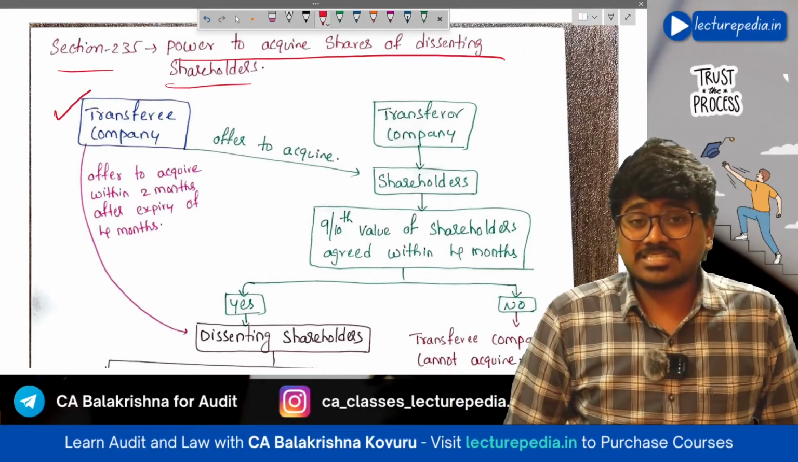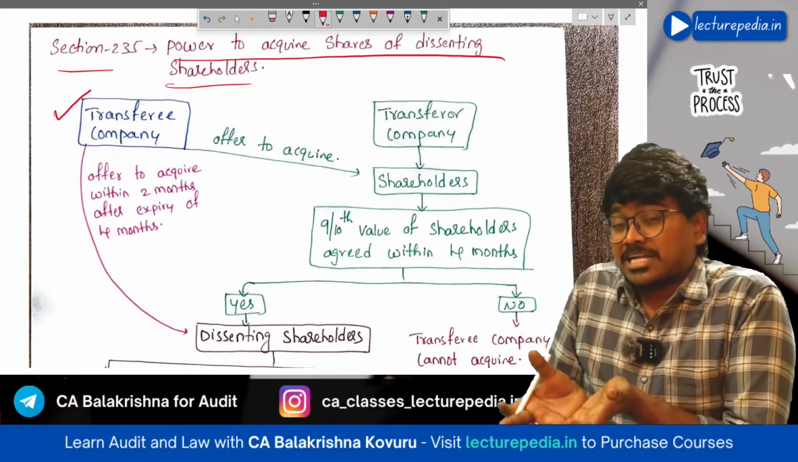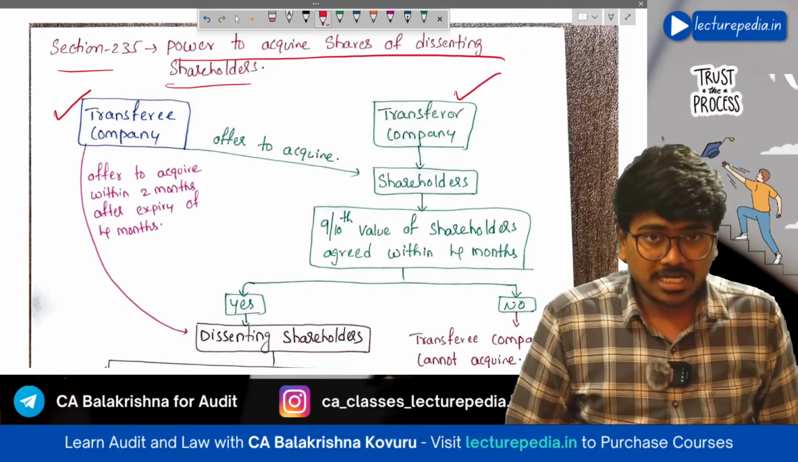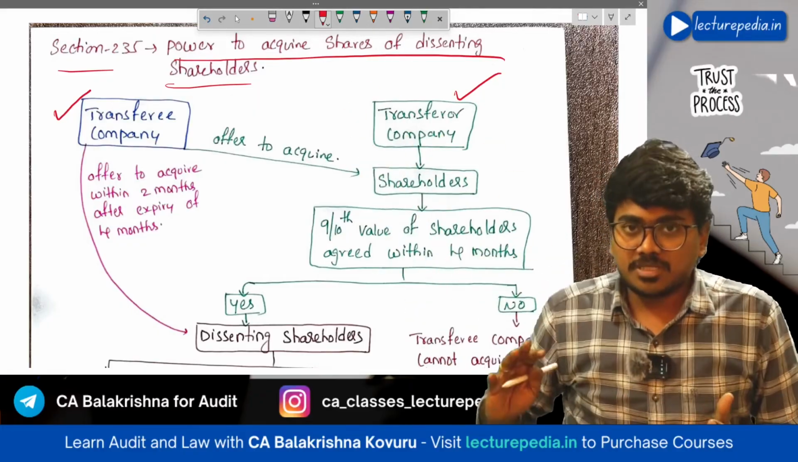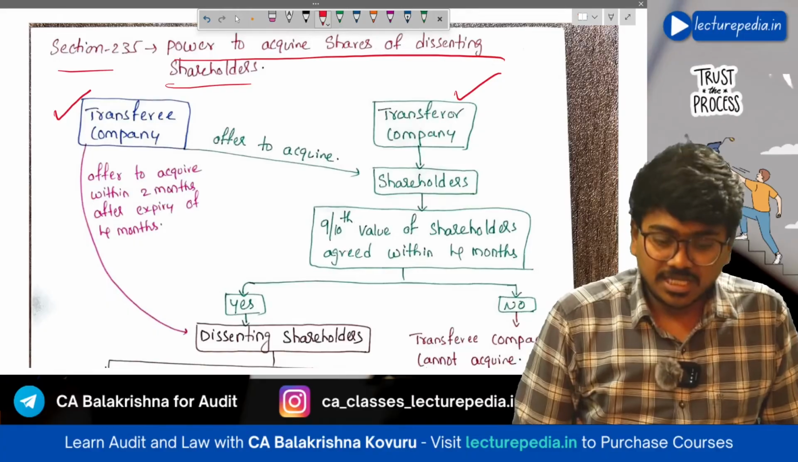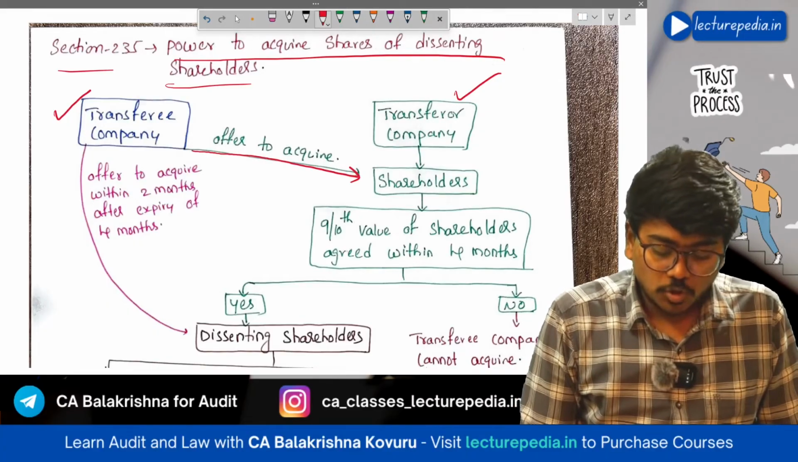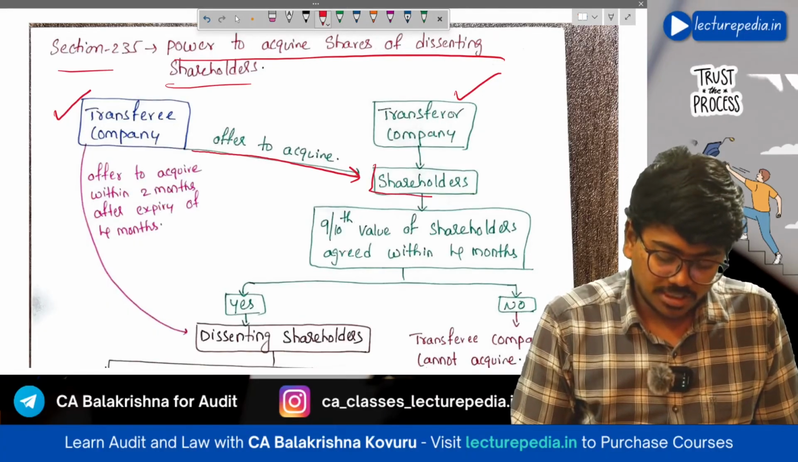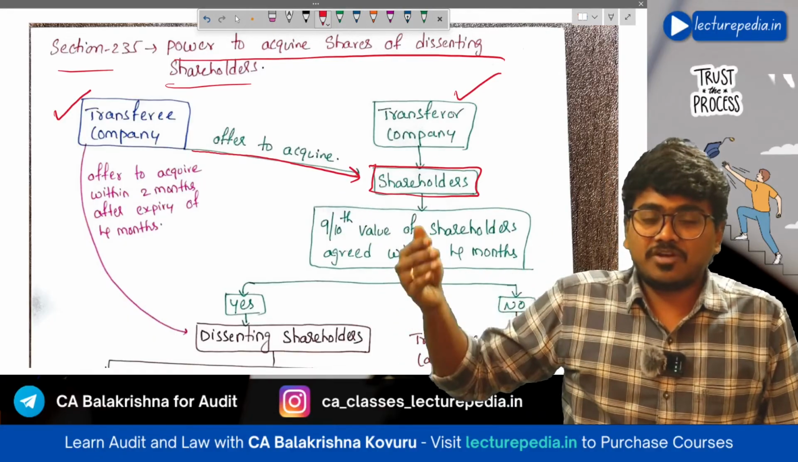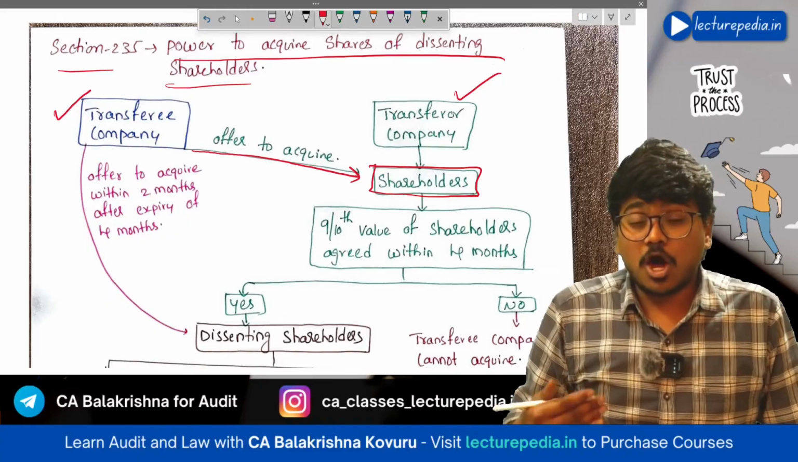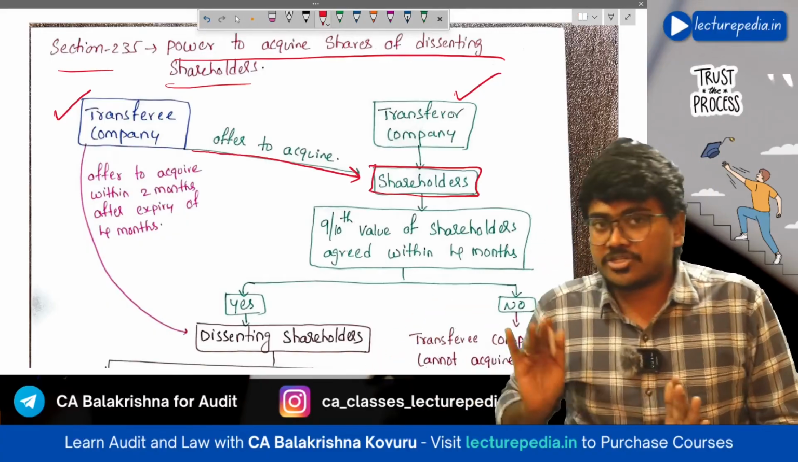See, transferee company. Transferee company means the company who wants to take over. Transferor company means the company to whom the offer is being given. Now, the transferee company can make an offer to the shareholders of the transferor company, asking whether they are willing to sell their shares.